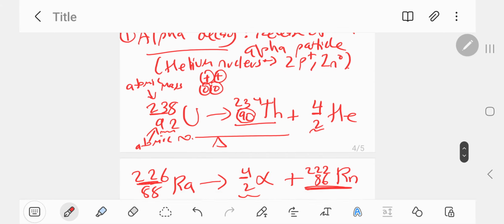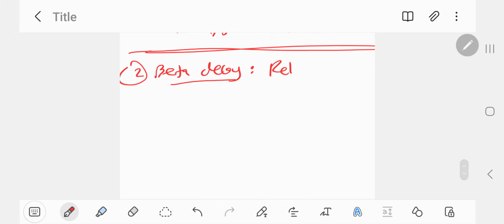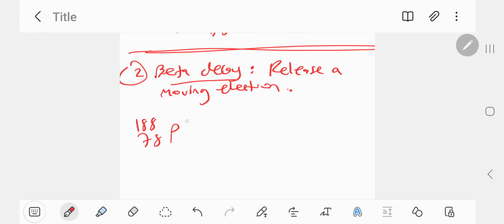So that's alpha decay. Let's do beta decay. Beta decay is when a moving electron is released. When an unstable nucleus releases a moving electron. Okay, we'll do an example. Let's do 188 78 platinum, the metal platinum. Let's do its beta decay.